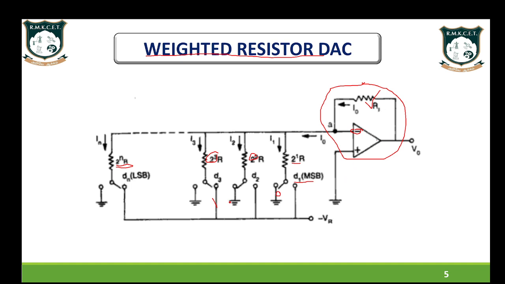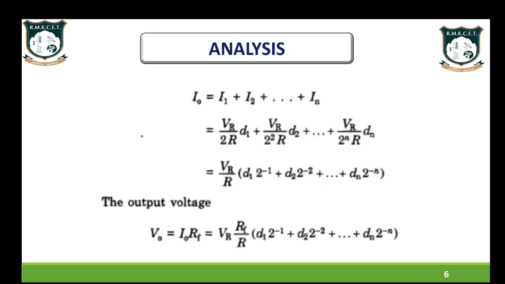I will just repeat. Here we construct, from Unit 1, the inverting amplifier with the negative feedback resistance. Since the type is weighted resistor, each resistance is given a weight with base 2 power 1, 2, 3 respectively. There is an SPDT single pole double throw switch. D1 starts from the MSB and Dn ends in the LSB. If a switch is connected to the ground, the binary input is 0. If it is connected to the negative reference voltage, it is considered logically 1.